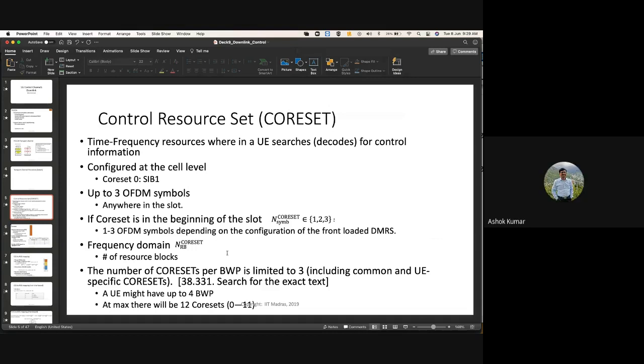CORESET, yeah, for the control information. It's called a CORESET there. You can also extend that to 3 by using some other flag. I forgot the flag's name. You can extend that, but generally people use 2.